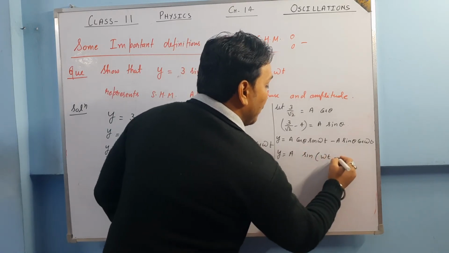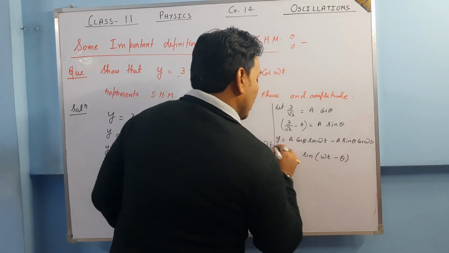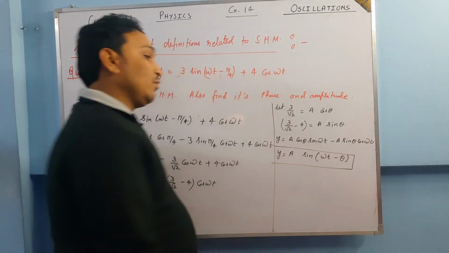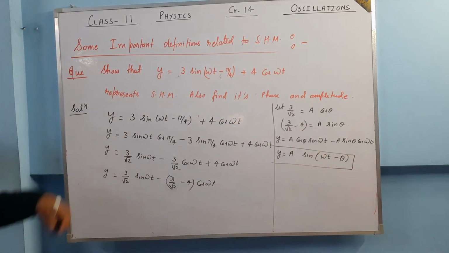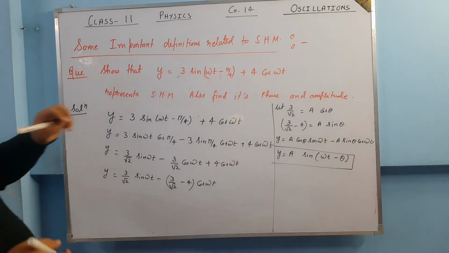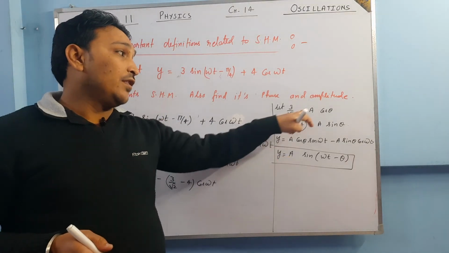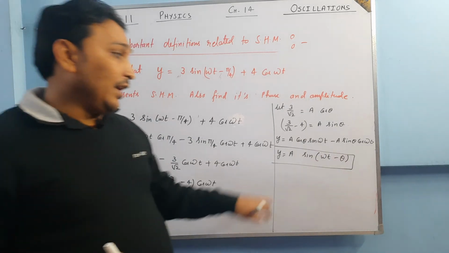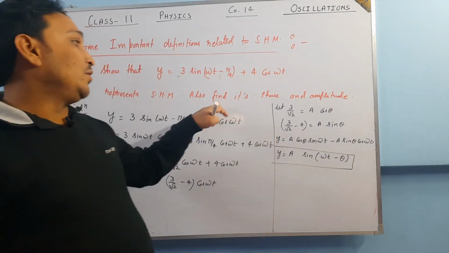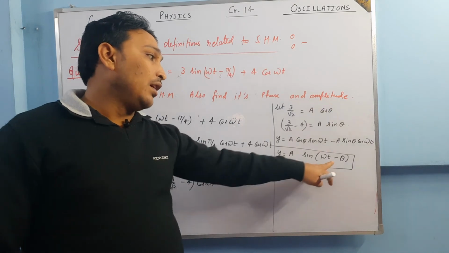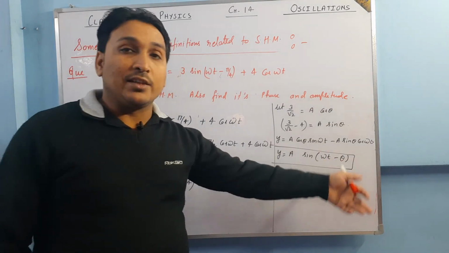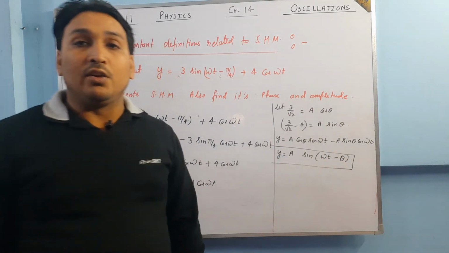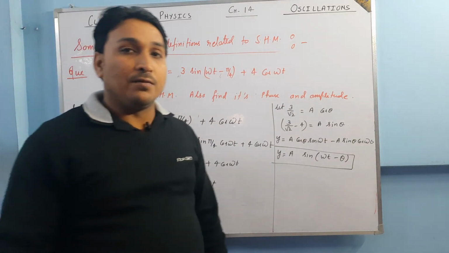Sin omega t minus theta. So this is the SHM represented by this equation, y is equal to capital A sin omega t minus theta. Now the question is, we have to find the value of capital A, because we have assumed that, and theta, because we have applied that. A is the amplitude of this SHM, which is being asked, find its amplitude, and omega t minus theta is actually the phase. So we have to calculate theta also, so that we can write what is the phase.